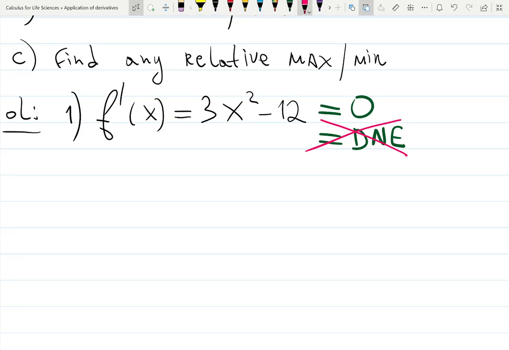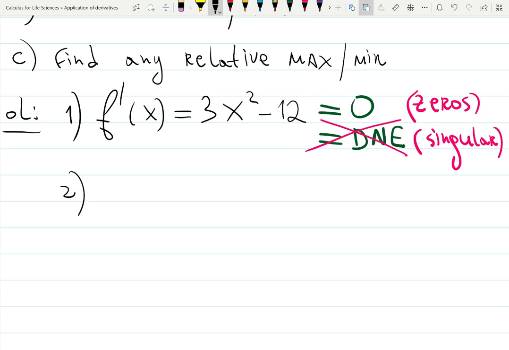They call 0 points zeros, right? And the DNE points, you might never hear it after this class, are called singular points. Singular means something bad happened there. That means the derivative does not exist at singular points. So I only do 0 here just because there are no DNE points. Let's do it. Step 2. 3x squared minus 12 equals 0. Solve for x. 3x squared equals 12.